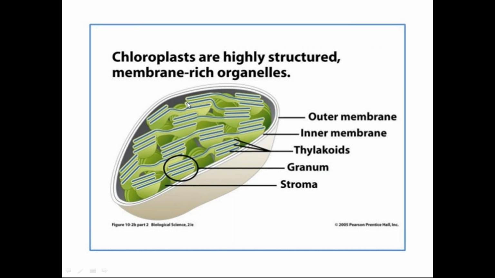So this is the structure of chloroplast. Outer membrane, inner membrane. This is the liquid part which is called stroma. Stroma is the site of dark reaction, and thylakoids are the site of light reaction. A group of thylakoids is called grana, and stroma is the liquid part. In the stroma, dark reaction takes place, but in the thylakoid, the process of light reaction takes place.